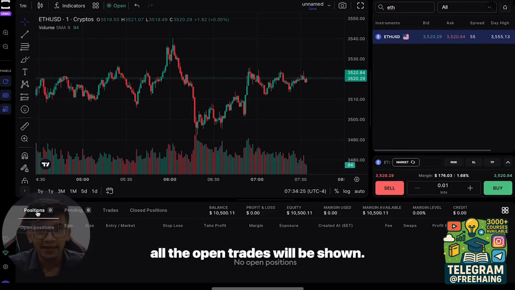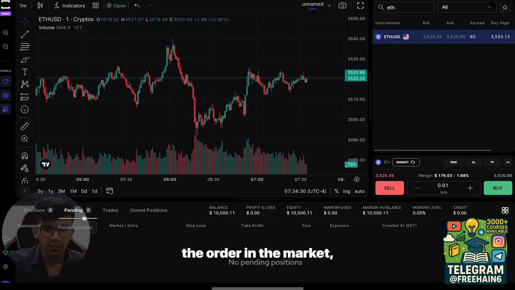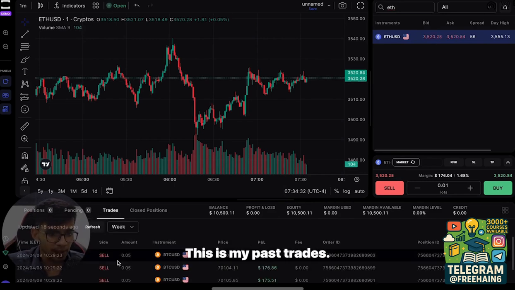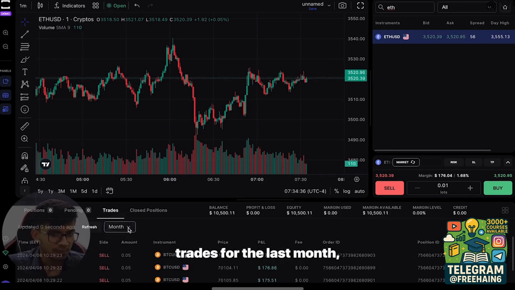So this is where all the open trades will be shown. This is where the pending orders are. So if I have placed an order in the market, this is where it will be shown. This is my past trades. I can click and see my trades for the last month, last year, all of the trades, last day.